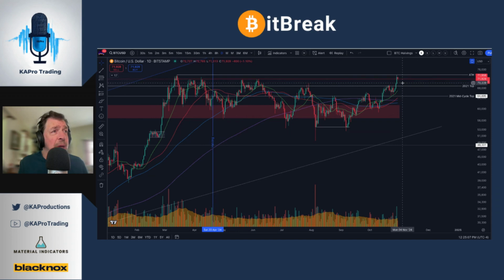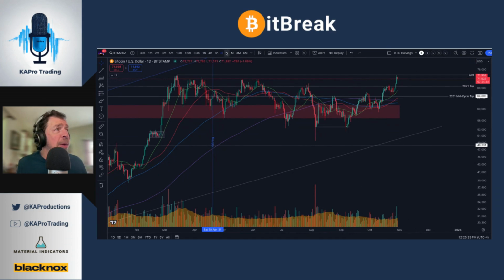I'd love to see, perfect world, something similar in terms of consolidation in this range, not necessarily the exact same pattern, but consolidation in this range, potentially a retest of support here at the 2021 top. Really anywhere between the 69 and 70K range would be good for me.